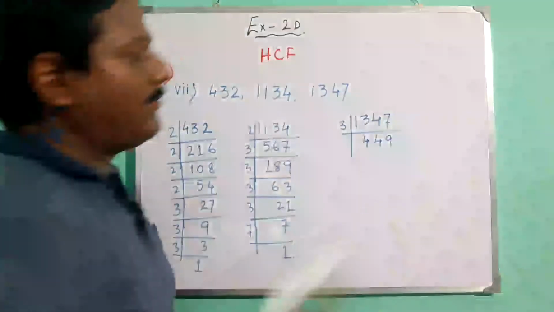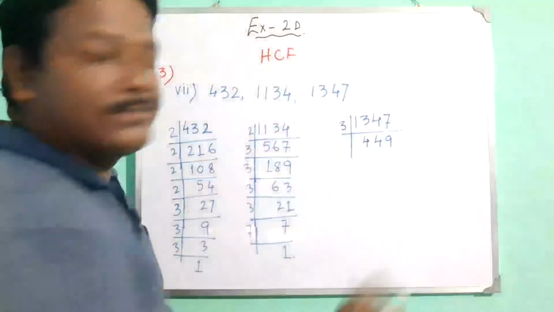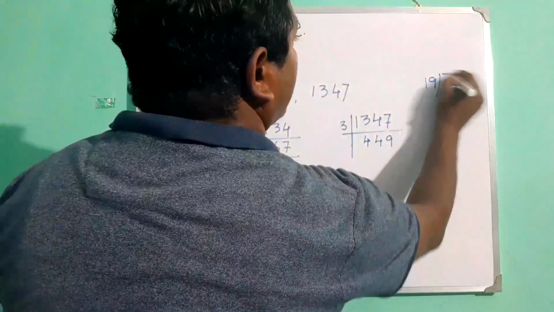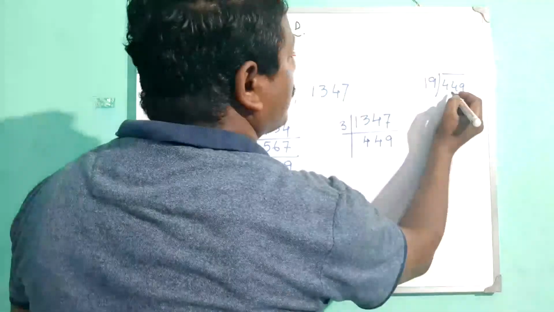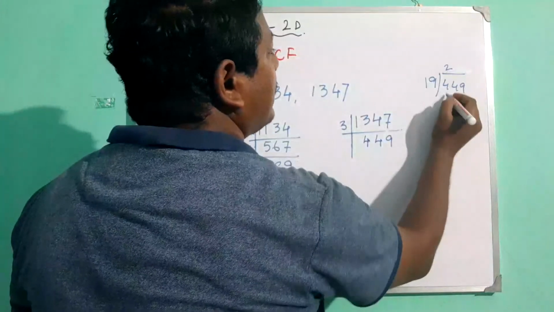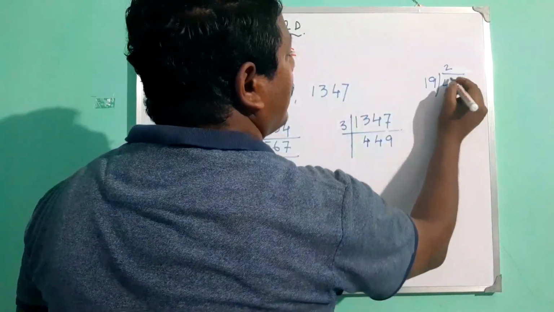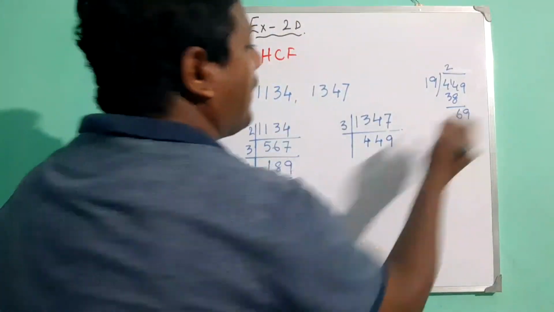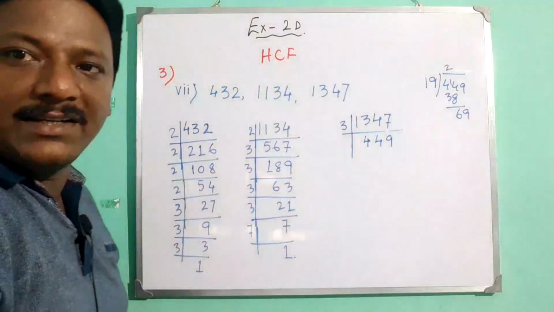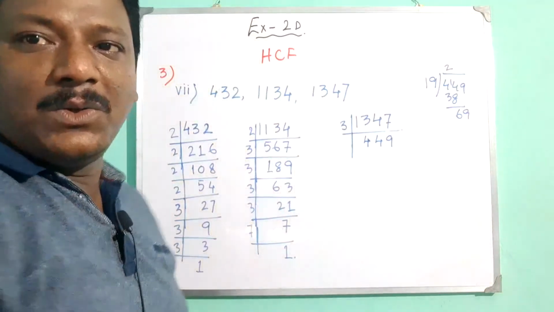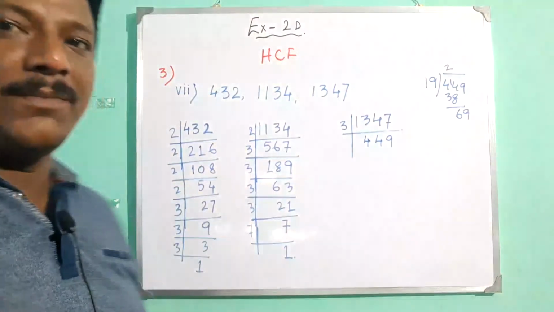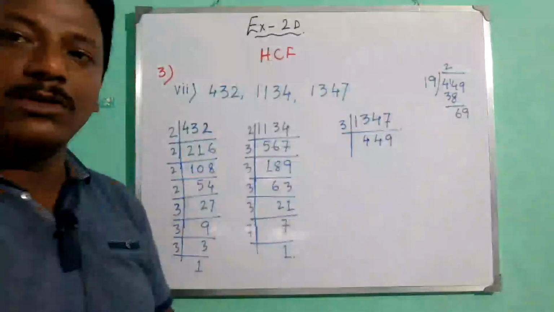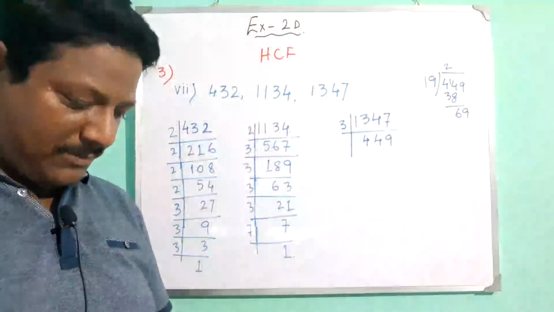Let us try 19. Okay. Let us try with 19. So what will it be? 19 2s are 38. Over here 14, 6 and 9. Does it go by 19 also? No, it is not going by 19. So we have to keep dividing it till it comes.